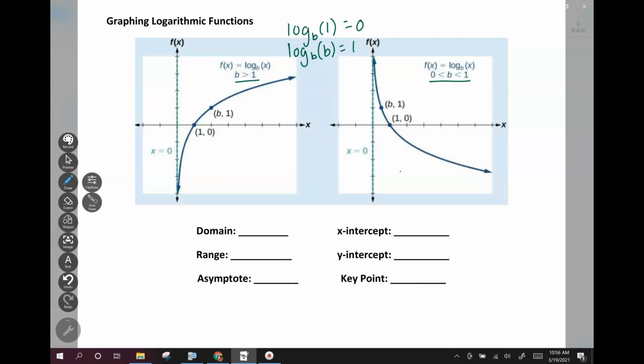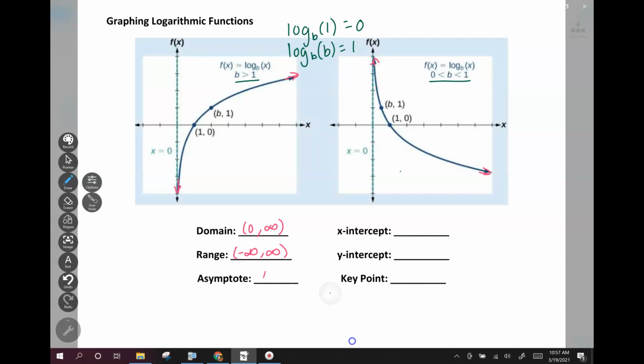All right, so domain of these functions. It doesn't matter whether b is greater than 1 or if b is a fraction. The domain is going to be from 0 to infinity, not including the 0, because you have that vertical asymptote, which means it's never going to cross or touch x equals 0. The range for both of them is all real numbers. You're going down forever here. You're going up forever there. Same thing over here, up and down. So you're going to hit all possible y values.